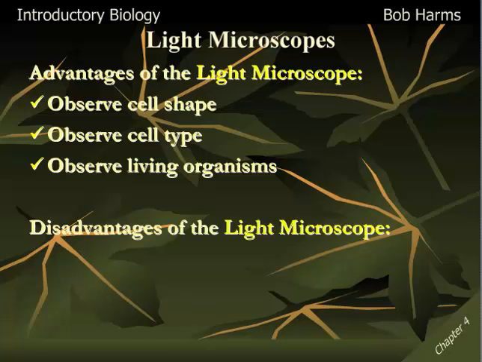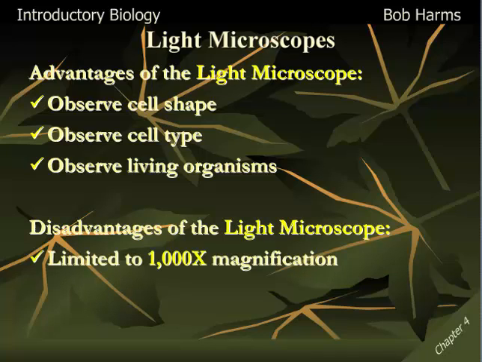There is, of course, a drawback to the light microscope, and the major drawback or disadvantage to the scope is that we're limited by how big we can magnify things. And light microscopes have a limit about 1,000 times magnification, meaning we can look at things 1,000 times bigger than they really are. And if we try to magnify things larger than that 1,000 times, we can make things look bigger, but we lose resolution.